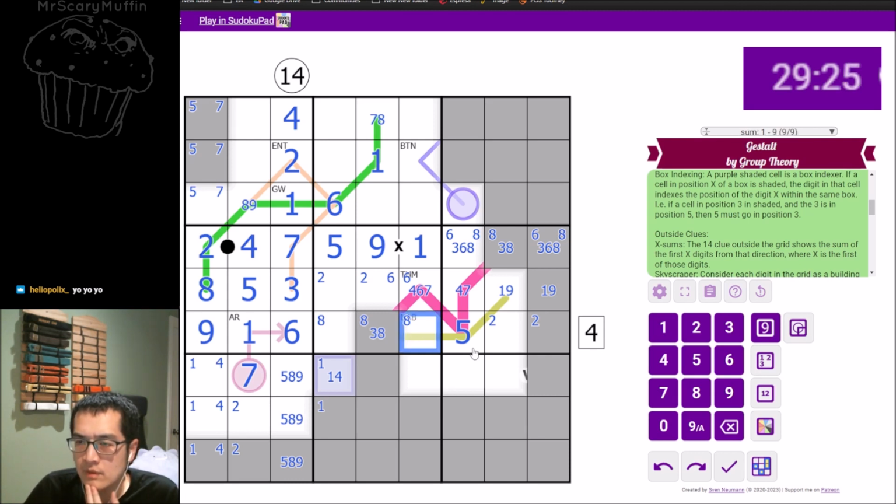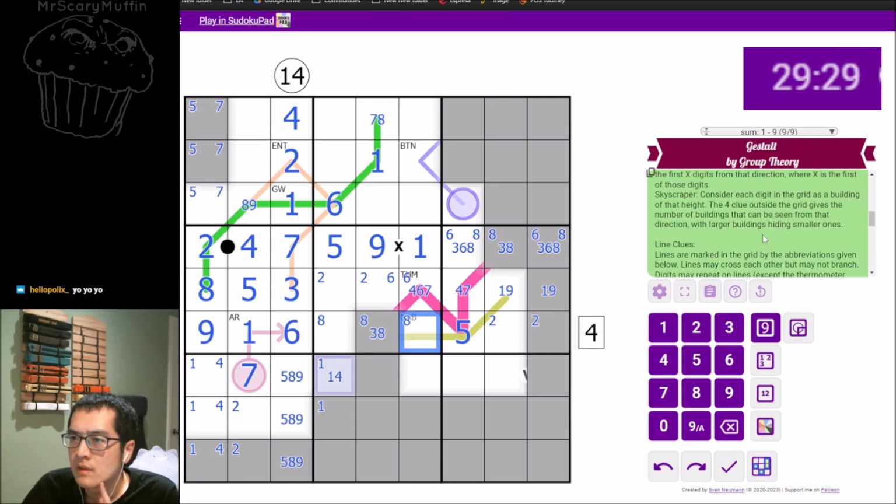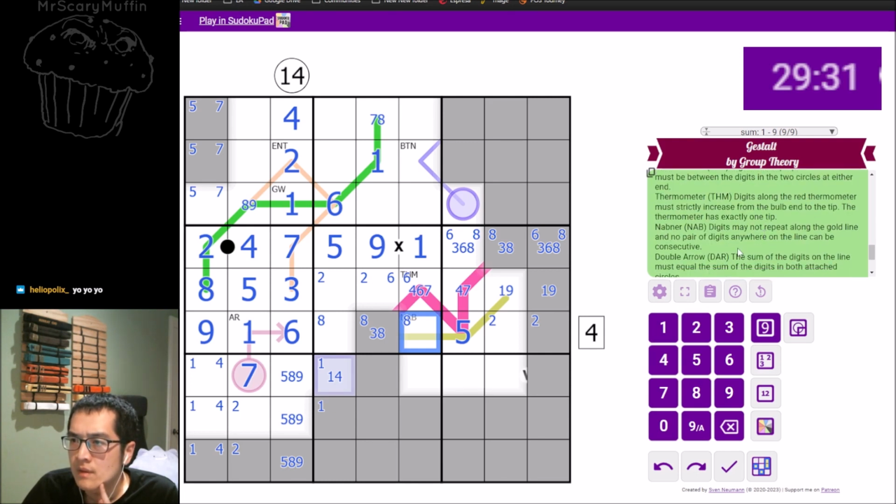We got a Nabner. What does a Nabner do again? Oh yes, non-consecutive. No pair digits can be consecutive at all. Okay, that means 4s and 6s are banned on this line. 4s and 6s are banned on this line.